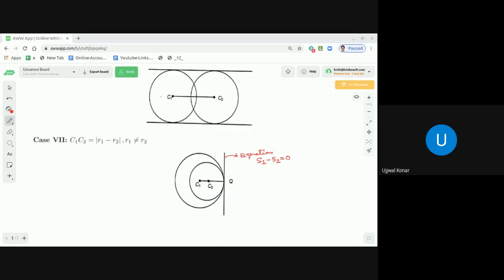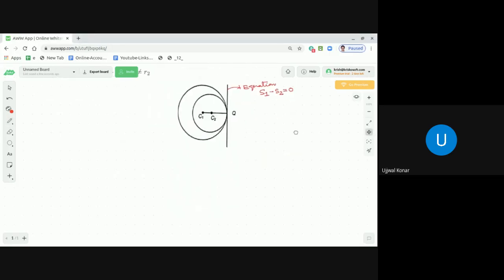There is a little mistake that has happened here, a small mistake, so let me correct it. It is only case 8. Okay, what is this case here, dear students? C1C2 is either equal to 0 or C1C2 is less than R1 minus R2. So what does it mean? It means one circle is completely contained in the other. The visual representation of this case will be something like this.